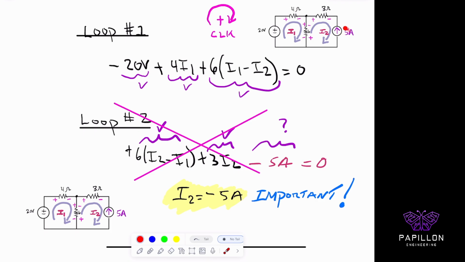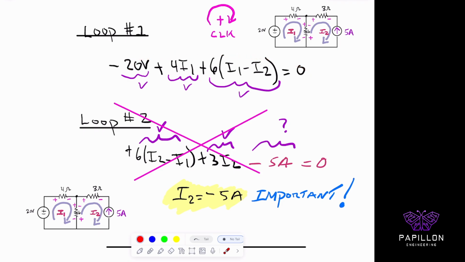This will 100% be 5 amps here, 5 amps here, 5 amps here. The entire branch itself is all experiencing 5 amps. So for a problem that has one current source isolated, it's really an easy problem. You only have to write one equation. That one equation is needed for this 2-branch circuit, because this is 2 branches only.